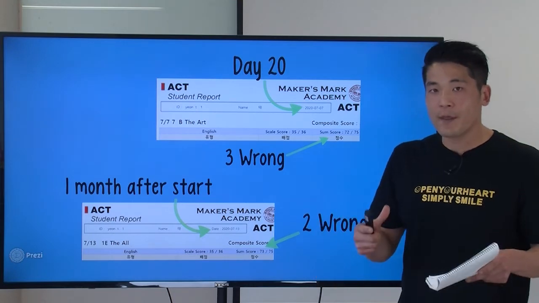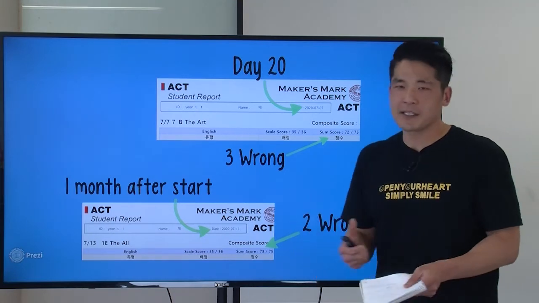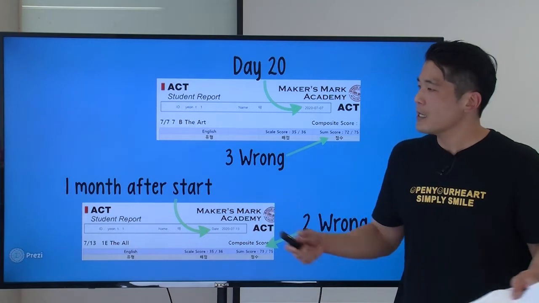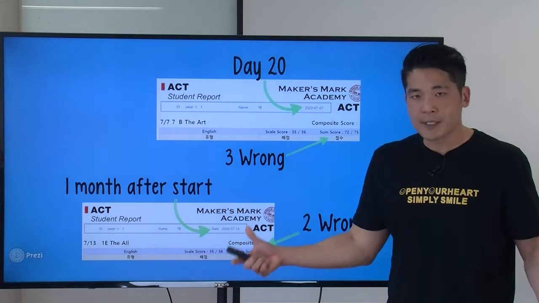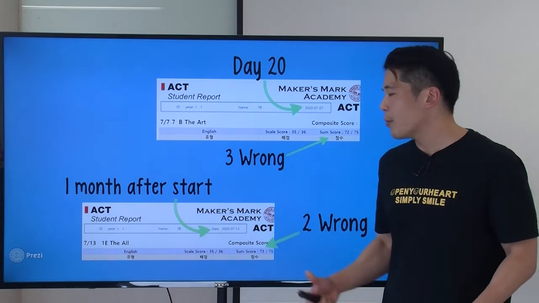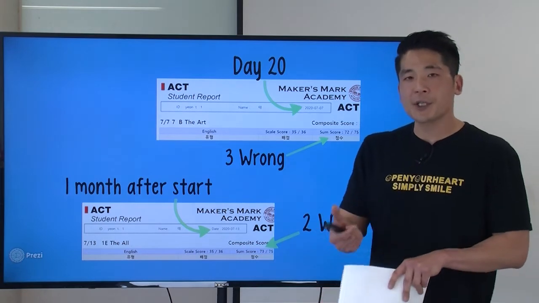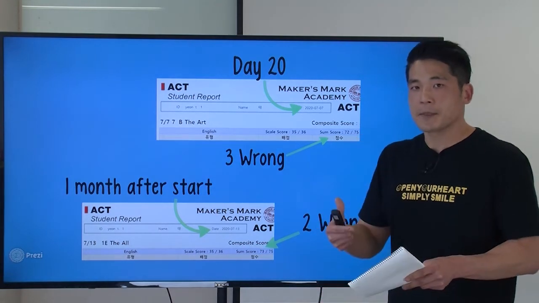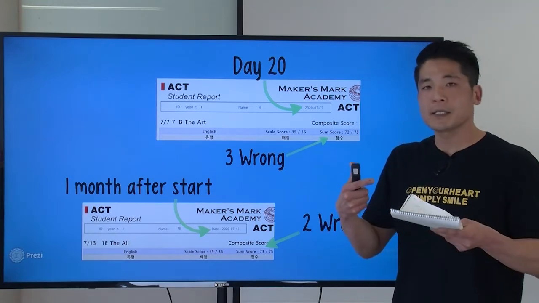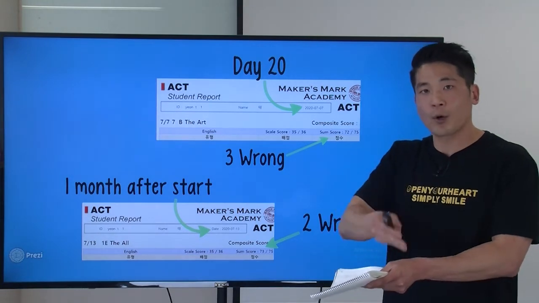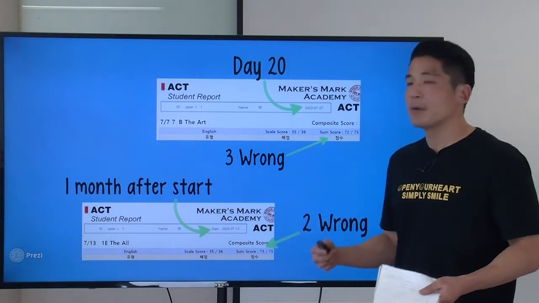The most important thing though, of course, this student wanted to get a 36 on the test. Of course, he had high goals for himself. But the most important thing that allowed this person to change was the systems, the processes, the daily work that he did to really help improve his scores.